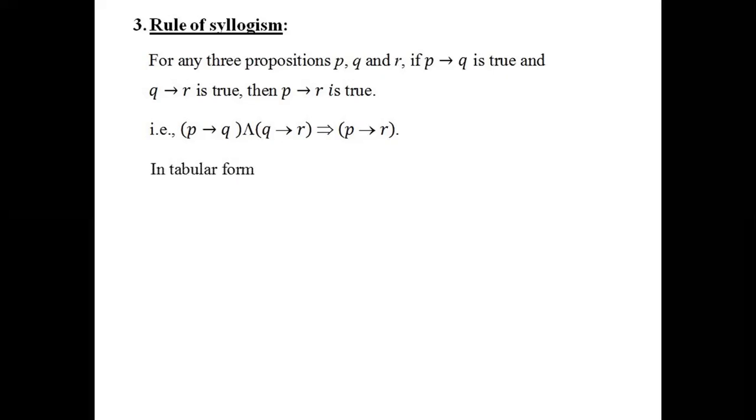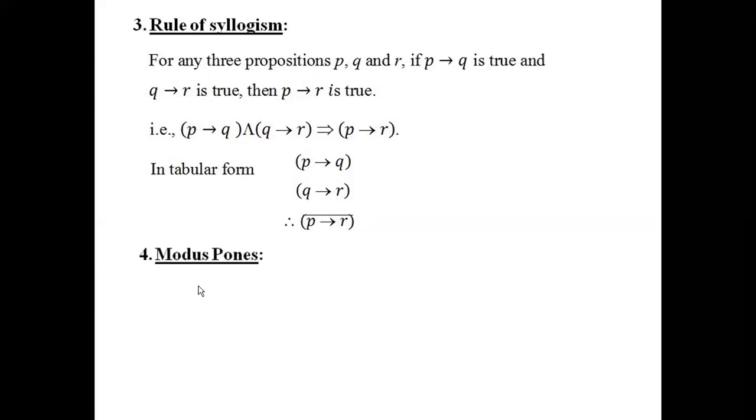The same thing can also be written in the tabular form. We can have P conditional Q as one of the premises, Q conditional R as another premise, and therefore the conclusion will be P conditional R. There should be an AND between all the premises, so P1 and P2 etc. up to Pn. That is why there is an AND between these two premises.